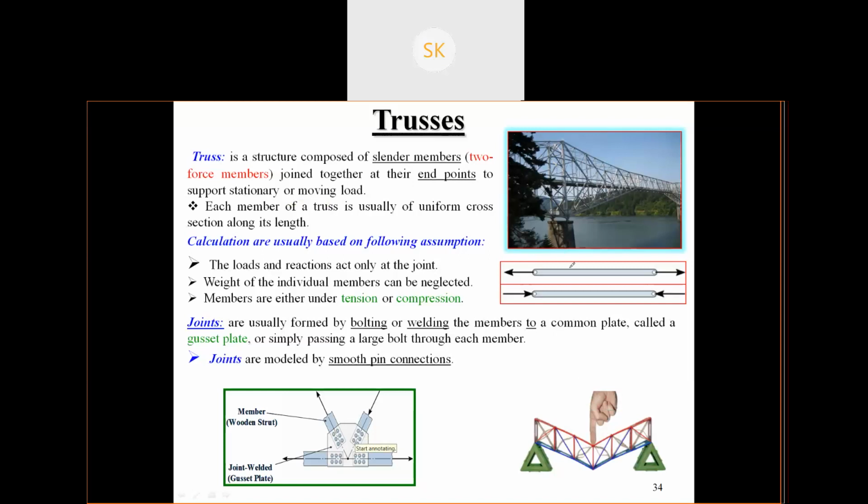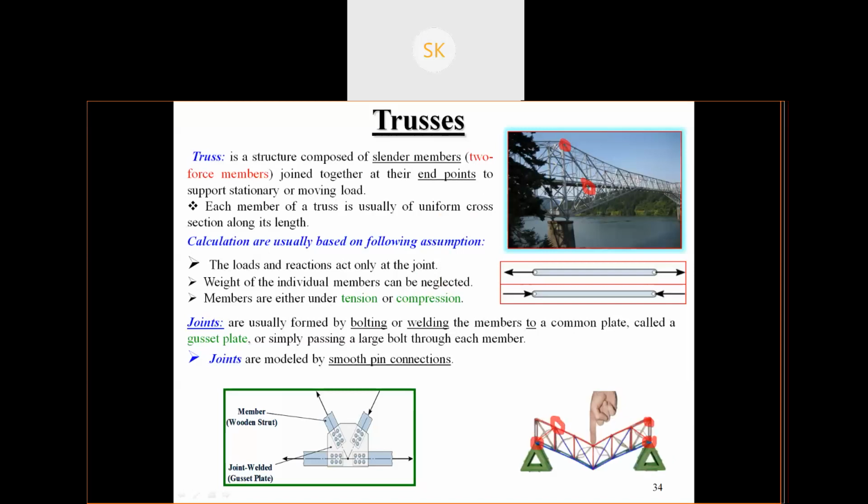So a truss member is jointed. This is your truss member. It is jointed at its end points. This is a member, it is jointed at this point, and again at this point. So just take the example: this is a truss member, it is jointed at this point, again at this point, and again at this point. Calculations are usually based on the following assumptions. In the truss, we generally take some assumptions. What are those assumptions? We have joints. The loads and reactions act only at the joints.